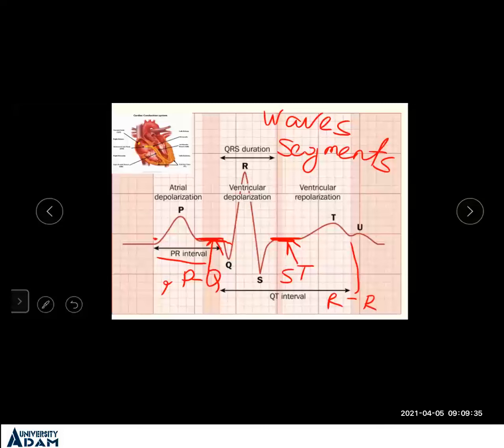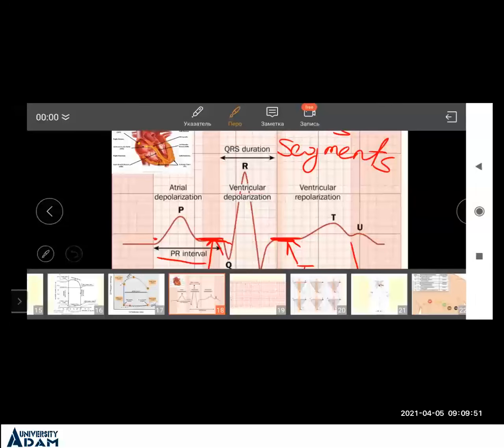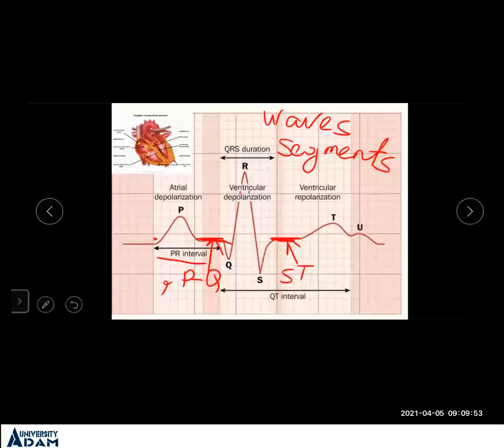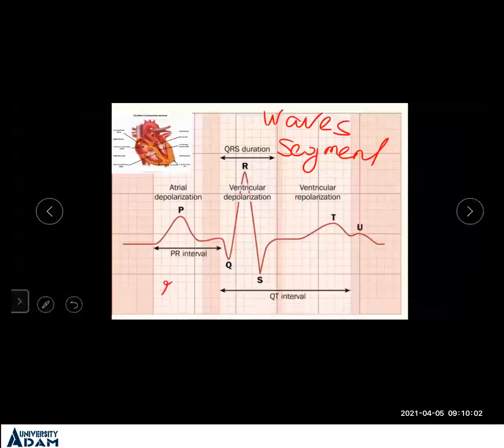And we have complexes. These are QRS complexes: 3 waves together form a complex. These are the components of ECG. And now, which component shows which electrical activity?